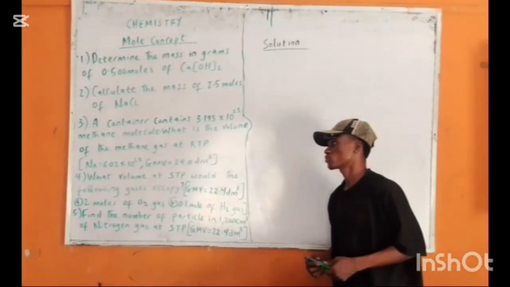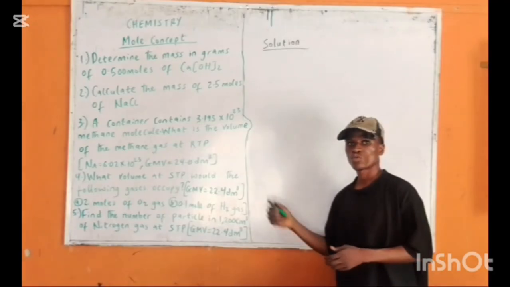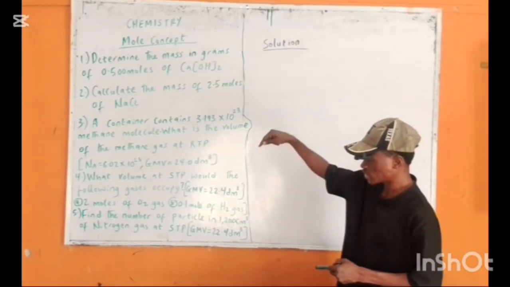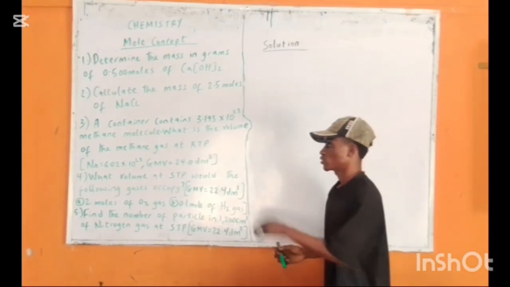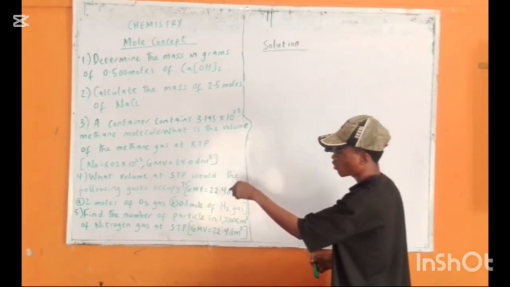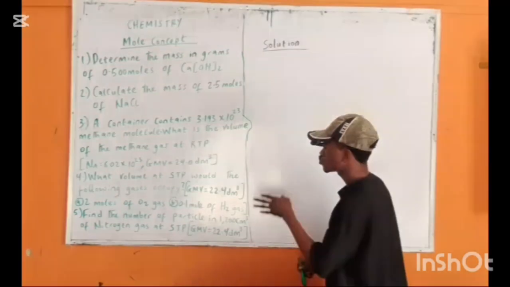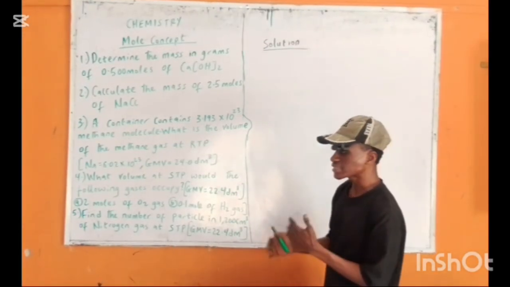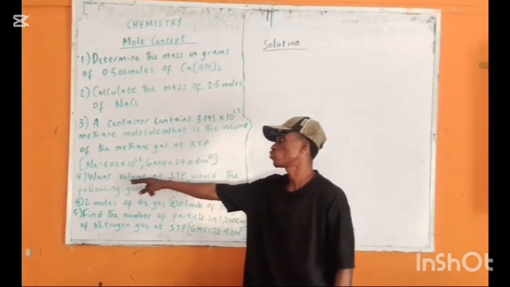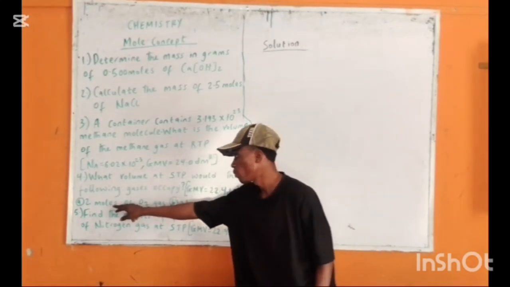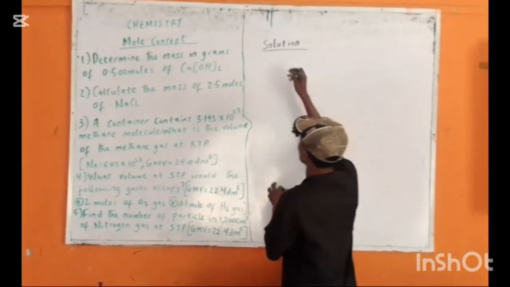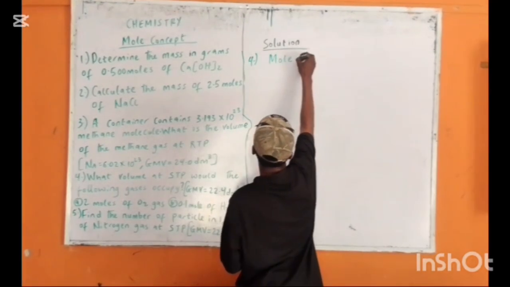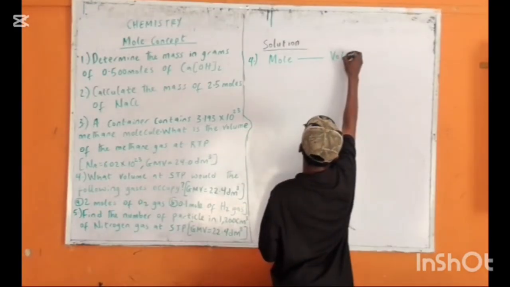Number 4 now. Number 4 says that what volume at STP would the following gas occupy? A. 2 moles of oxygen gas. B. 0.1 mole of hydrogen gas. So what happened here? We are relating mole and volume. So we are relating, for number 4, mole and volume.